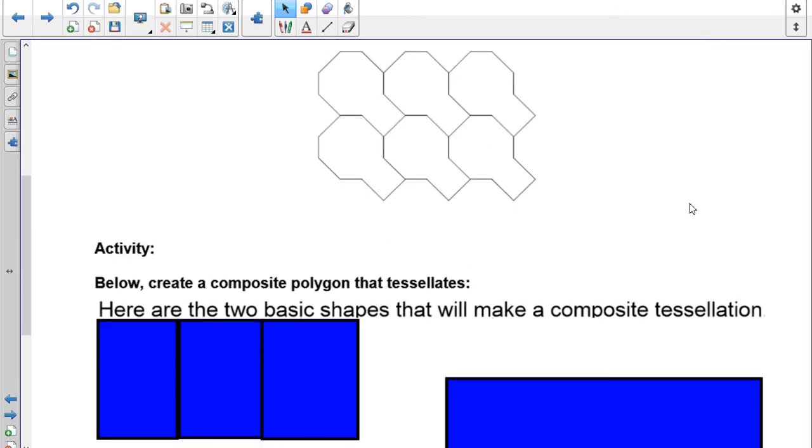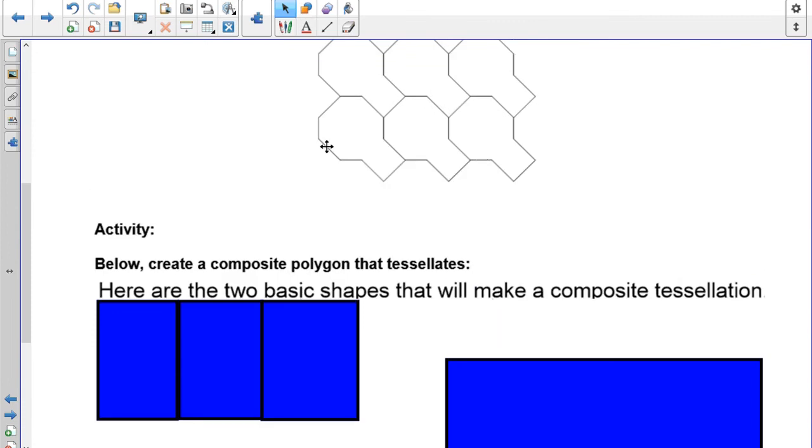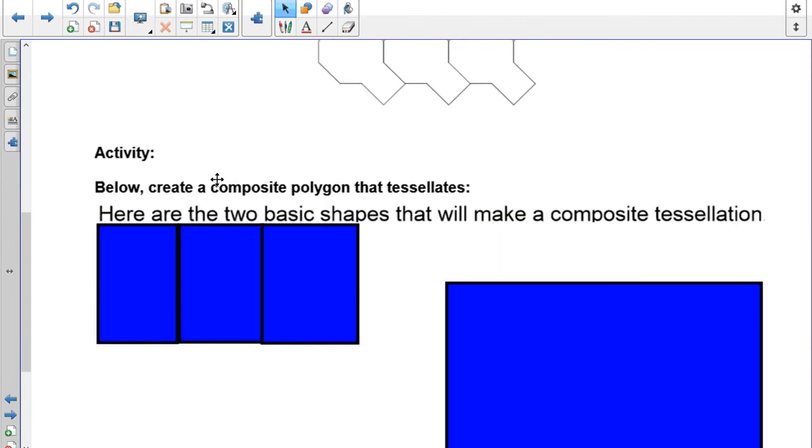So what I want you to do down below is create a composite shape polygon that tessellates. Now this may take you a couple of tries, all right? You can't do what I did, right? No hexagon, no octagon, no square. So take your best guess or your best try, and in a couple seconds I'll reveal to you what I did.